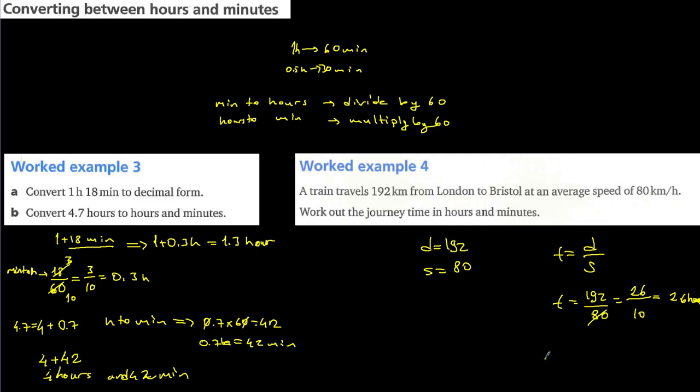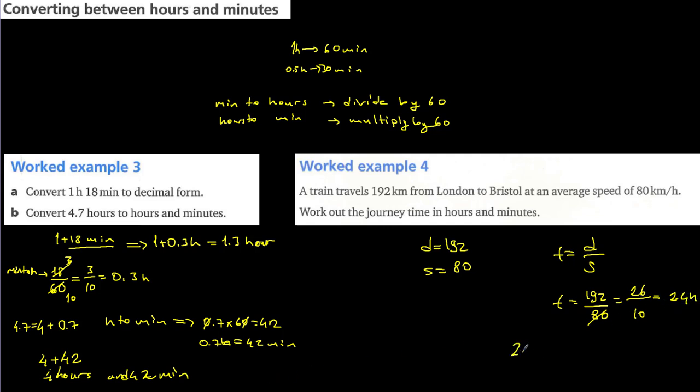So 2.6 hours, but it says that time in hours and minutes. So we are going to do like this here. I'm sorry, 2.4 hours it's going to be. 2.4 hours, not 6. I'm sorry. Okay, 2.4 hours it's going to be.